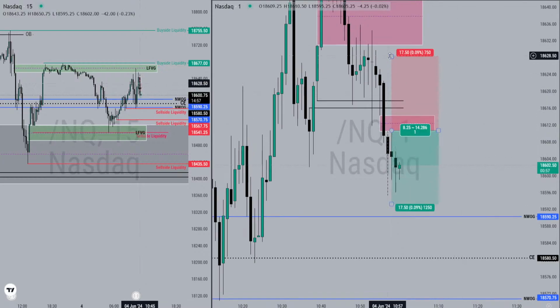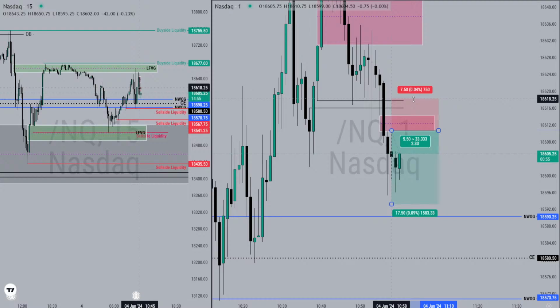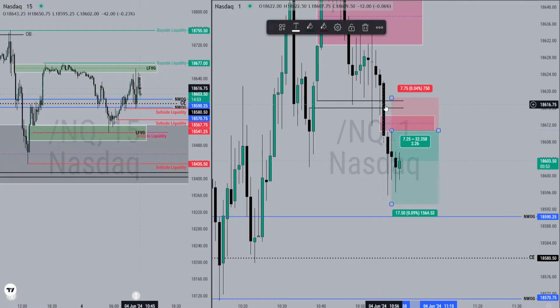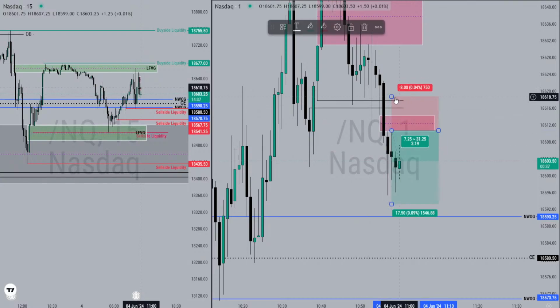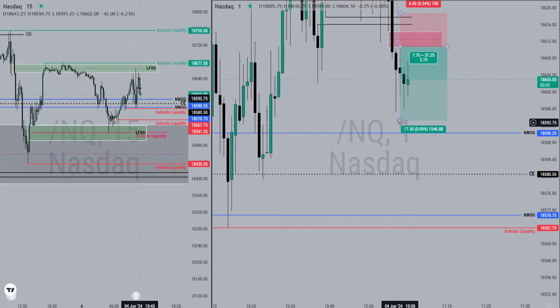Here, stop loss is above this fair value gap. Remember what I said about this fair value gap? If you see above this fair value gap there is an order block, you have to cover the order block. If there is no order block, just another fair value gap, you have to cover that fair value gap. If you see there is nothing at all, just cover this fair value gap with your stop loss.